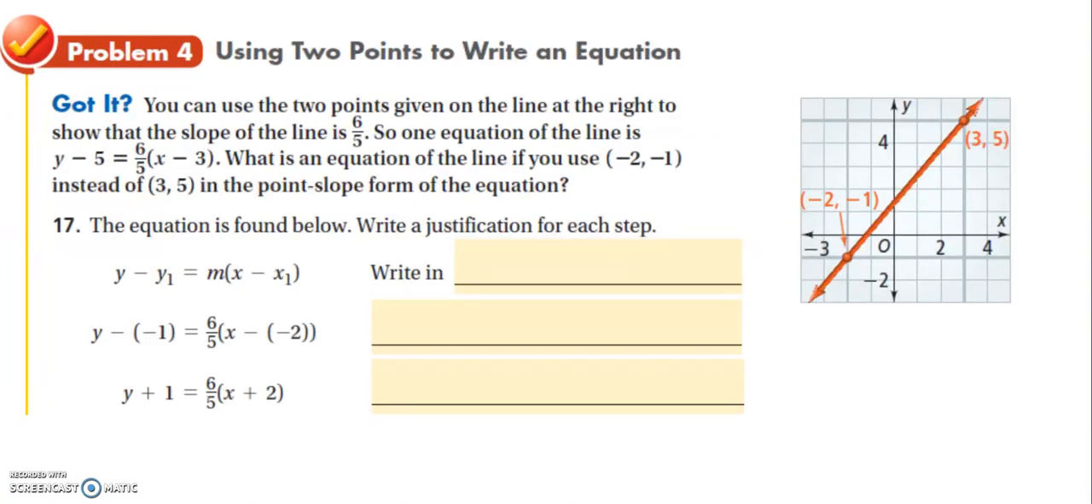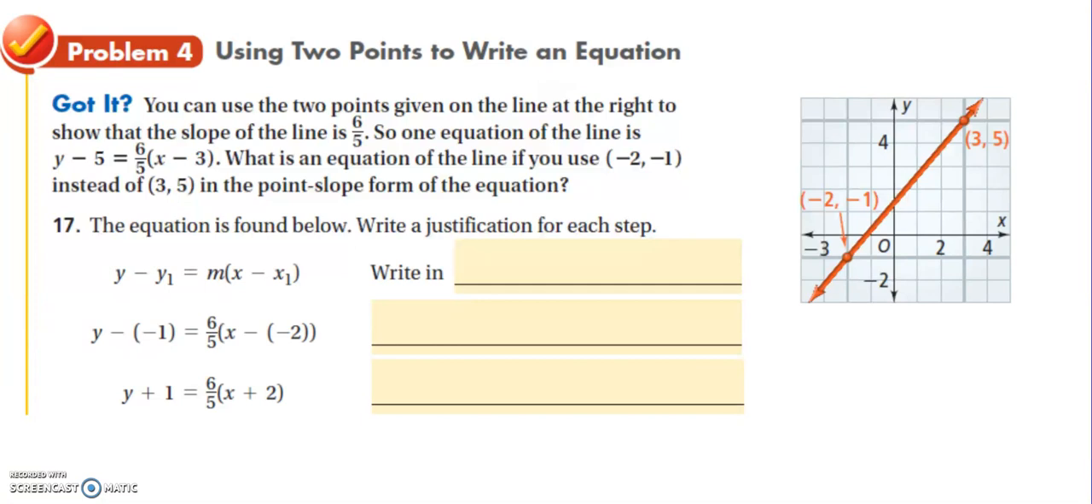Okay, using 2 points to write an equation. You can use the 2 points given on the line at the right to show the slope of the line is 6/5. So one equation of the line is y minus 5 equals 6/5 (x minus 3). Write an equation of the line if you use (-2, -1) instead of (3, 5) in the point-slope form of the equation.